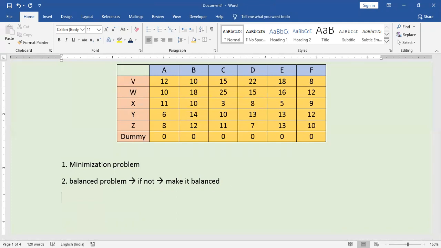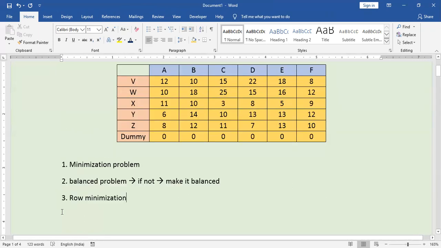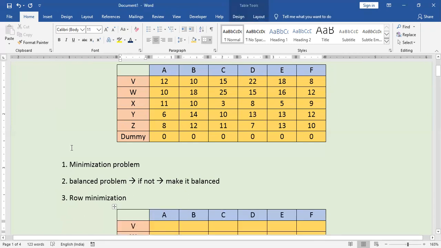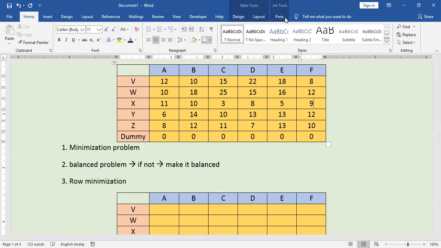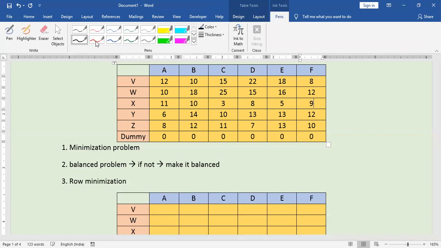Right. Next step is what? After it has become balanced, what will we do? We will do the row operation, which I call row minimization. I am going to do row minimization. How will we do row minimization? You just have a look. What's the minimum value in the first row? I want to know the minimum value in the first row. So I'm going to highlight it so that it becomes easy.